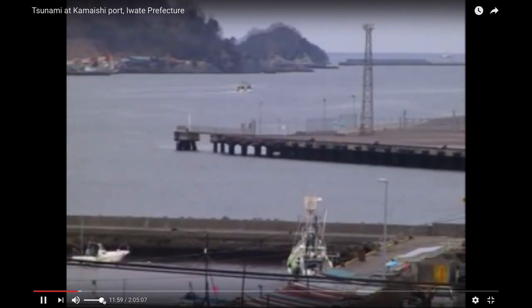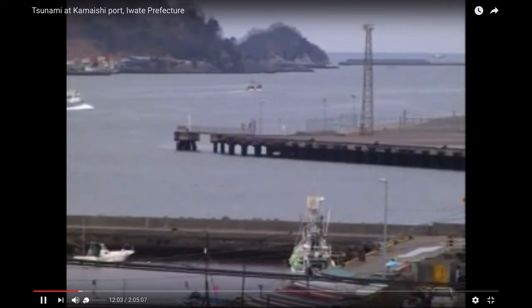Boats going out to sea. Smart thing to do, right? In a storm or in a tsunami. Okay.